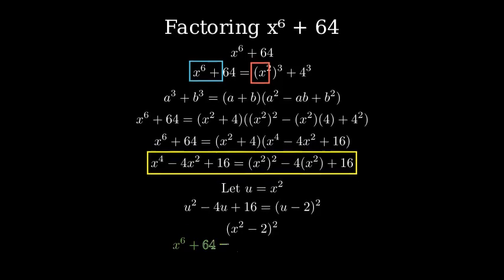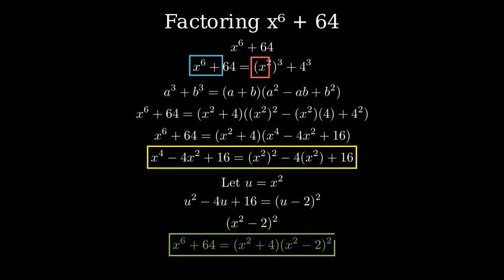Therefore, our complete factorization is x squared plus 4 times the quantity x squared minus 2 squared.